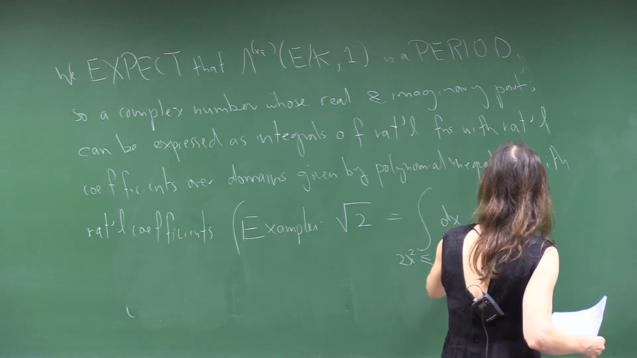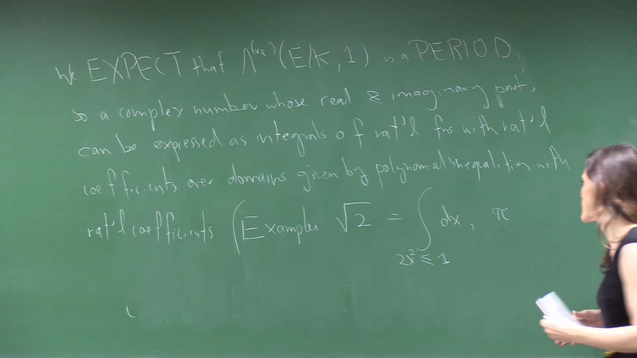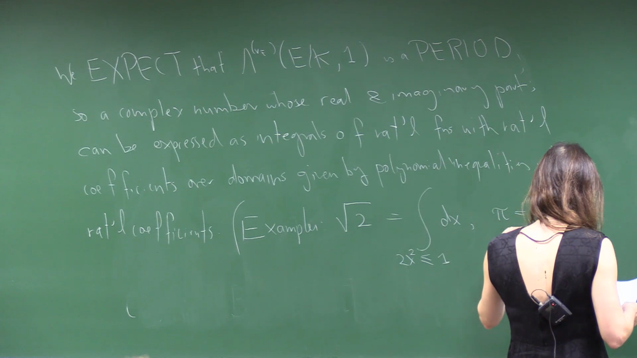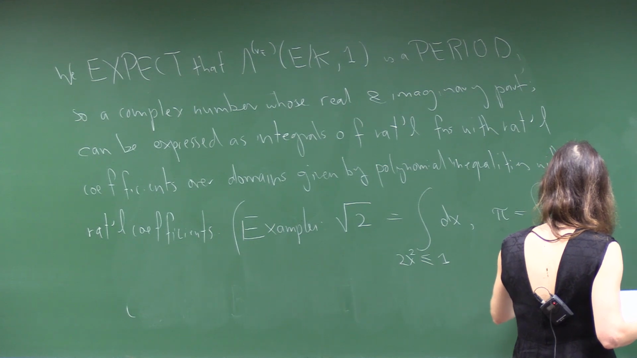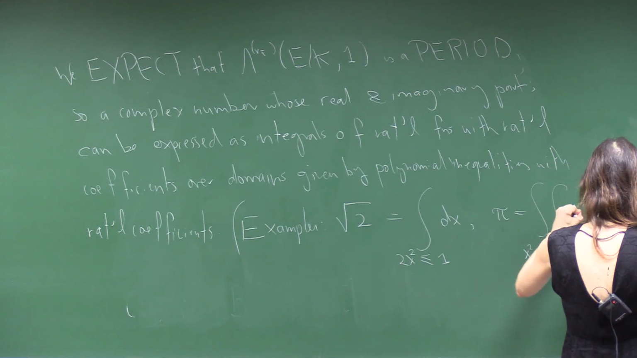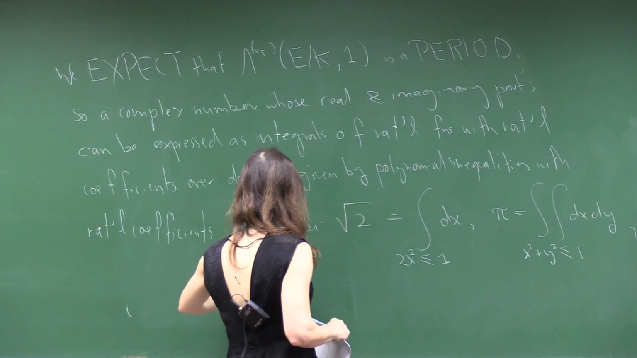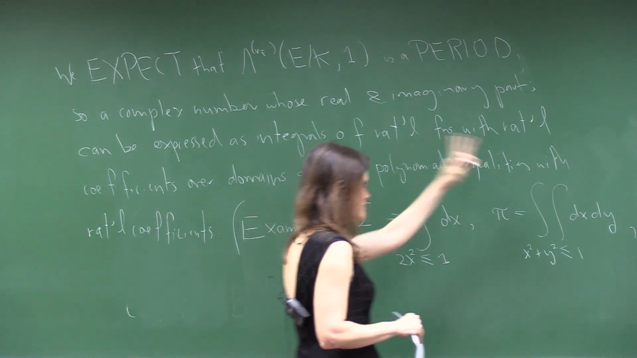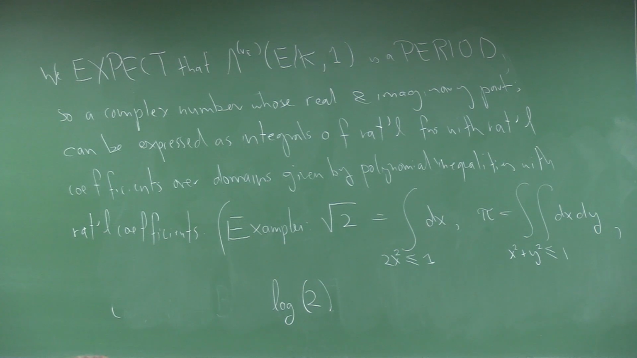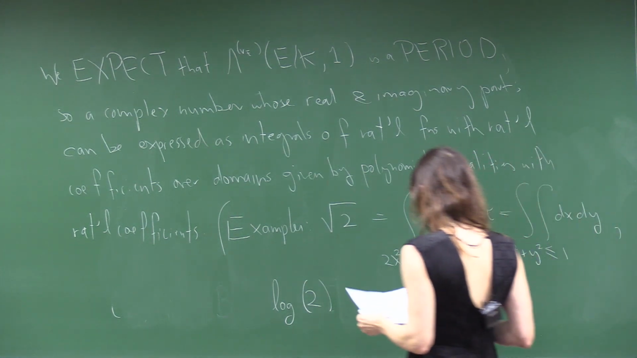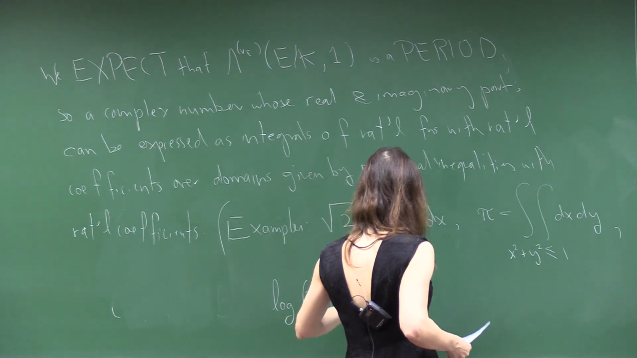A number like pi, which is 3.14 etc., is not an algebraic number, but it can be expressed as a double integral over x squared plus y squared less than or equal to 1 of dx dy. Also, logarithms of algebraic numbers turn out to be periods. This is all a parenthetical remark, so something like log 2, the logarithm of an integer, has such a presentation. You can write it as an integral from 1 to 2 of dx over x.